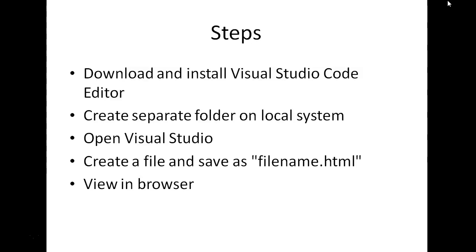First of all, you need to download and install Visual Studio Code Editor. Create a separate folder on your local system. Open Visual Studio Code Editor, create a file and save as filename.html. Write the code, save, and when you are done with writing the code, then you can view it in the browser. So let's begin and see how to do it practically.